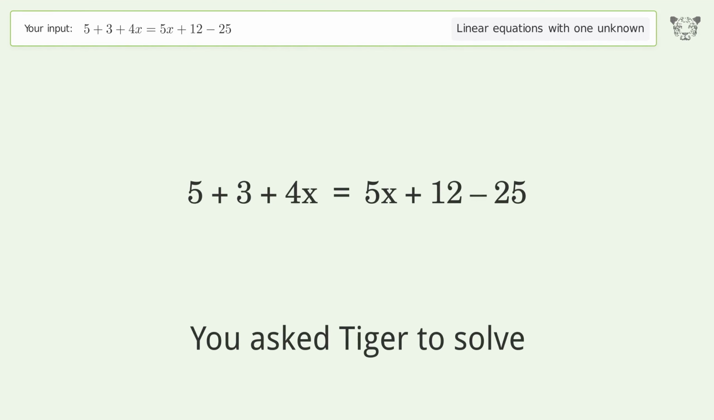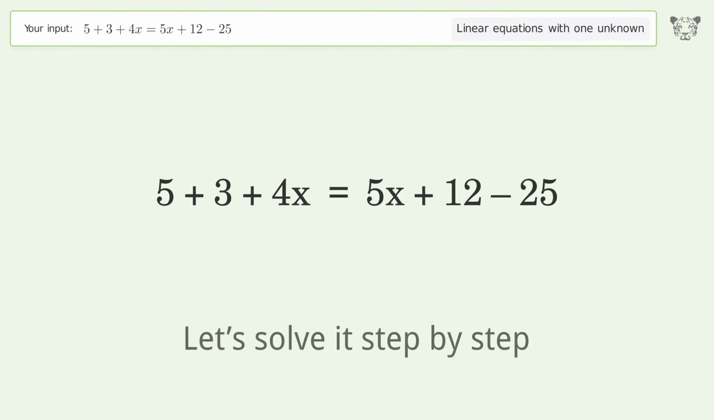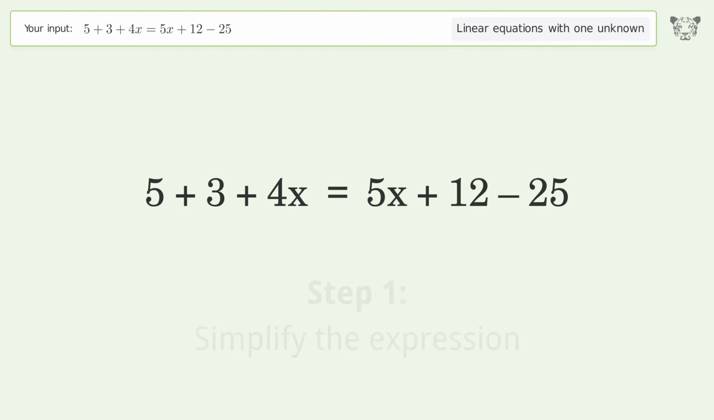You ask Tiger to solve. This deals with linear equations with one unknown. The final result is x equals 21. Let's solve it step by step. Simplify the expression. Group like terms.